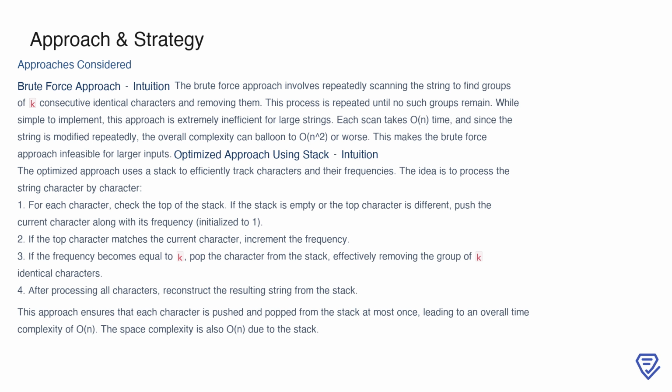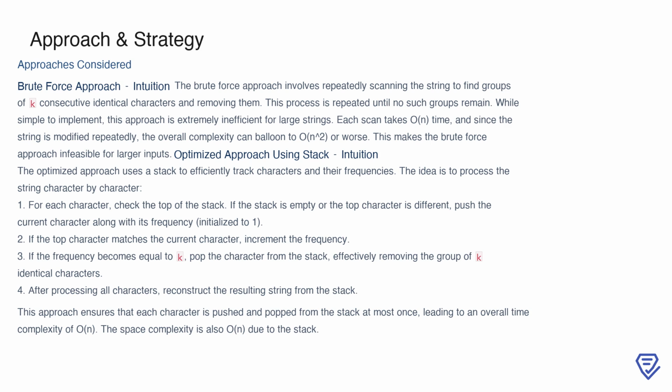To solve this problem, we first considered a brute force approach. The intuition behind this method is straightforward: repeatedly scan the string for any groups of k consecutive identical characters and remove them. This process is repeated until no such groups remain. While this method is simple to implement, it has a major drawback. Each scan of the string takes O(n) time, and since the string is modified repeatedly, the overall time complexity can escalate to O(n squared), or even worse for larger inputs. This makes the brute force approach highly inefficient and impractical for large strings.